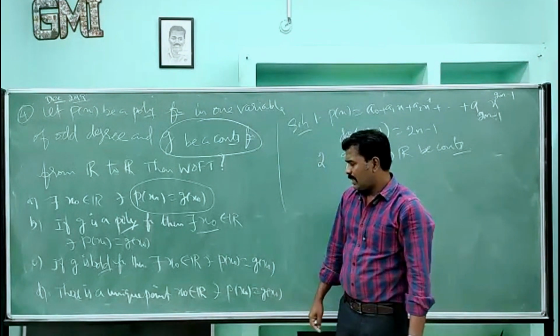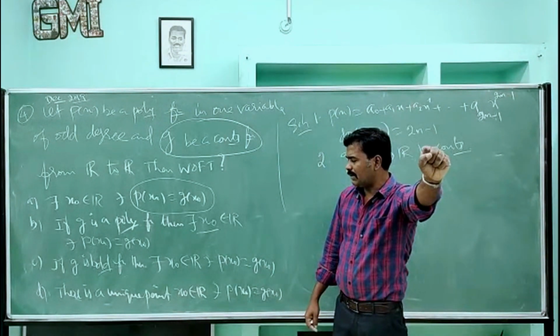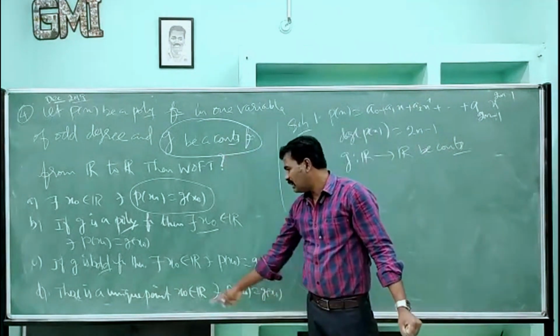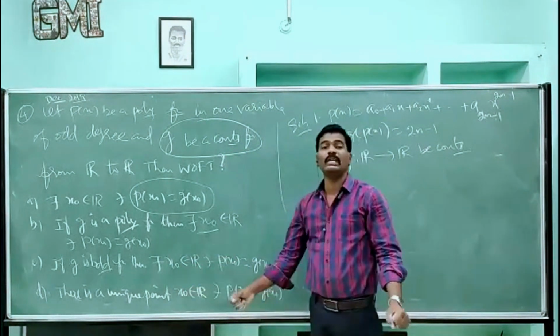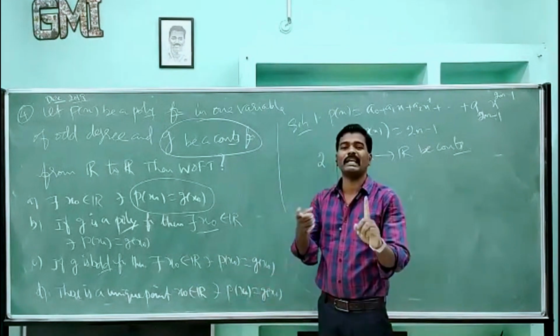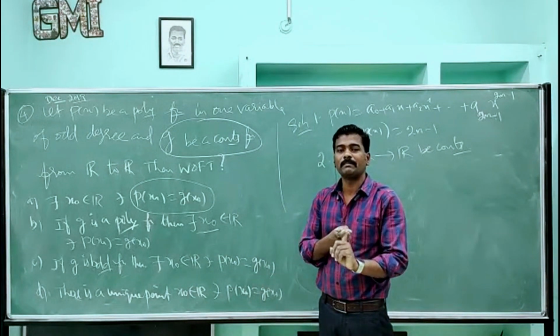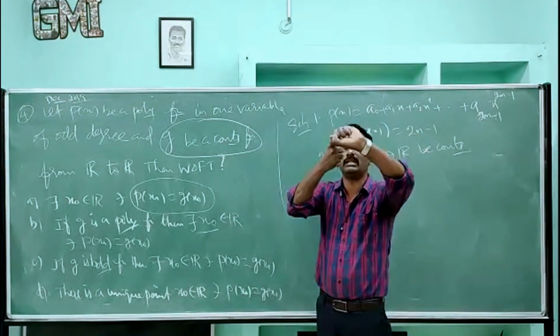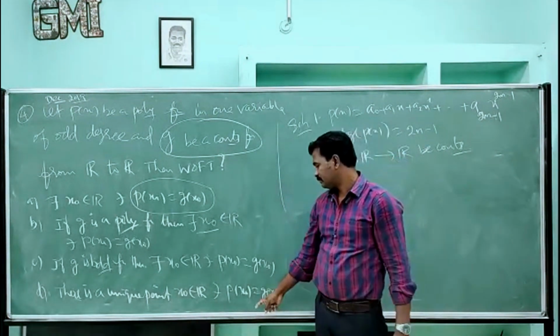What about D? Given any odd degree polynomial and any continuous function G, they always meet at a unique point, exactly one point always. P of x is an odd degree polynomial, G is a continuous function, and they always meet at a unique point.